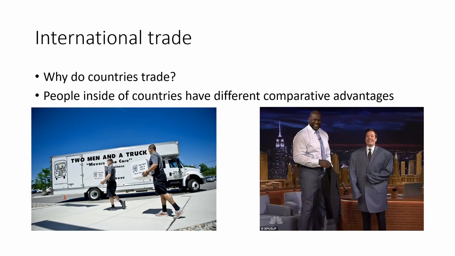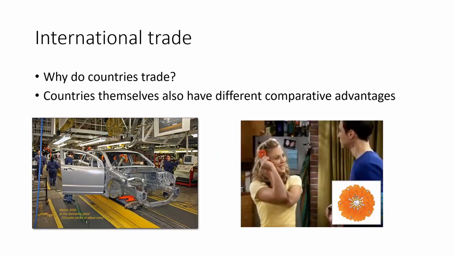So now we know why individuals trade, but why do countries trade? We know that people inside of countries have different comparative advantages. We talked about Shaquille O'Neal having an absolute advantage in moving and playing basketball, but he has used his comparative advantage in playing basketball and hires movers to move his own things.